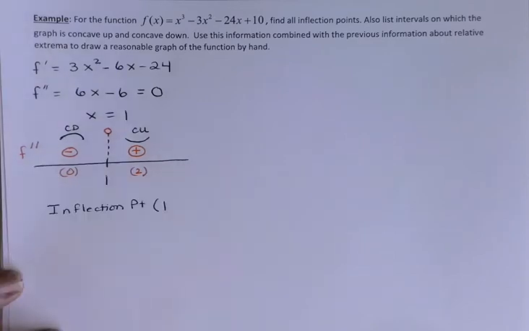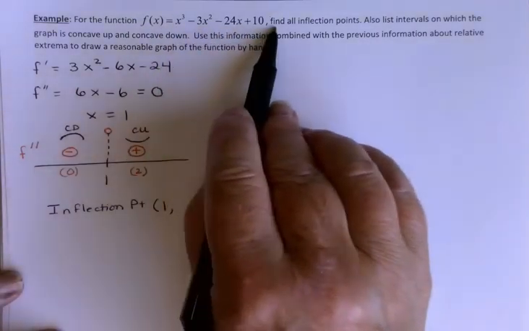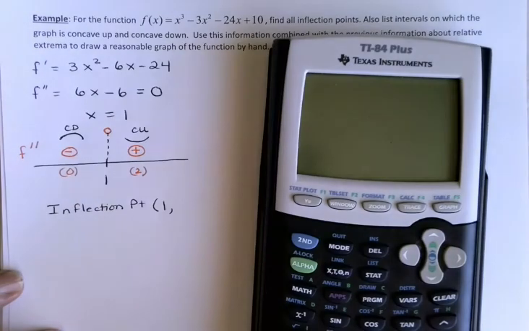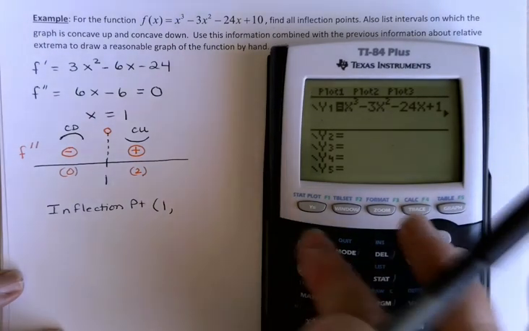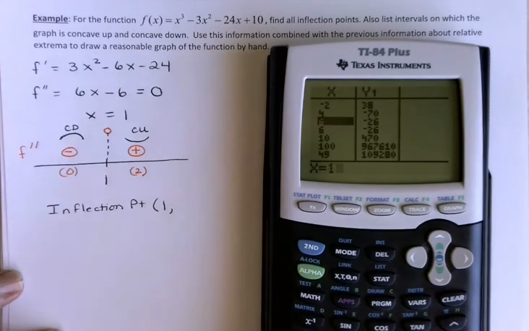at x equal 1. If I want the y value at that inflection point, I should go all the way back to the original. I think it's still in here. Yeah, I still have my function in here, so if x is 1, looks like y is negative 16.